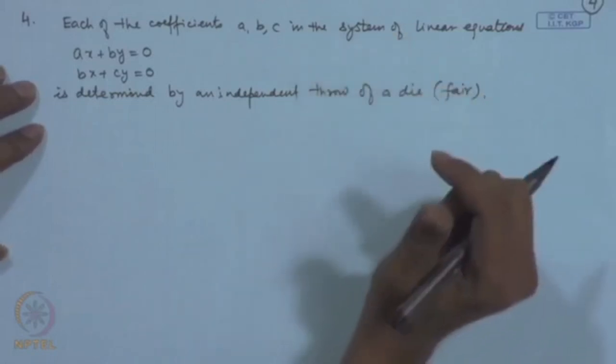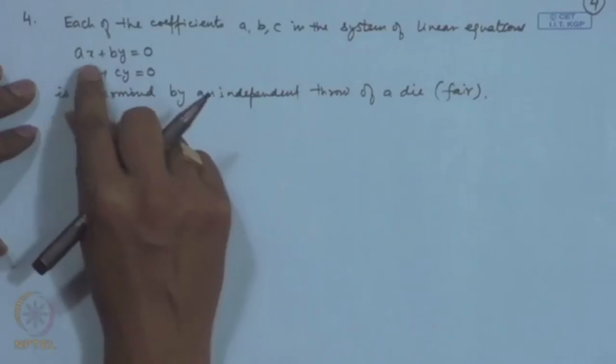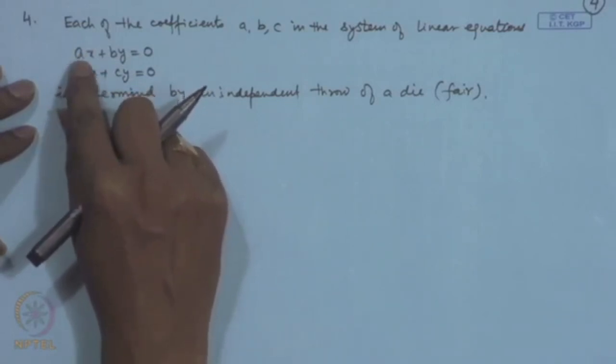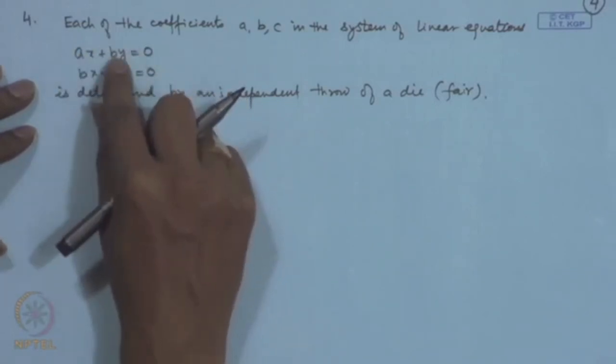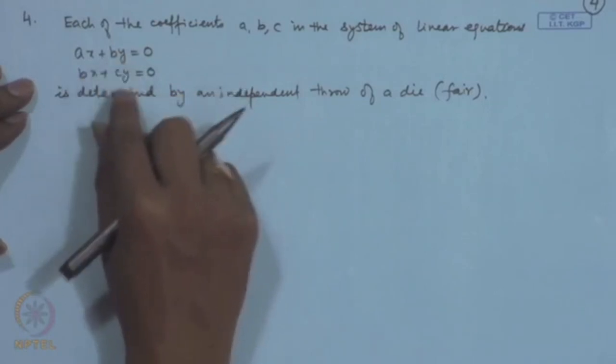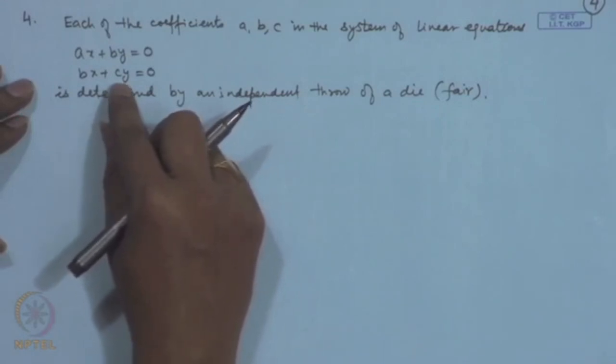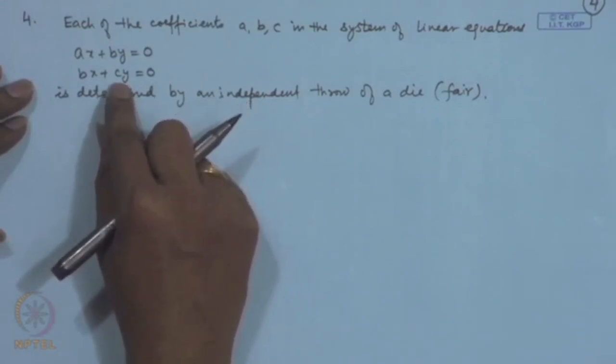Okay, so when we throw a fair die, you can get numbers 1, 2, 3, 4, 5, 6 as the upper face, each with the probability 1 by 6. So, once we throw it, whatever be the value, we associate it with A. Next time when we throw it independently, the number coming up is associated with B, and next time when we throw it, the number coming uppermost is associated with C.